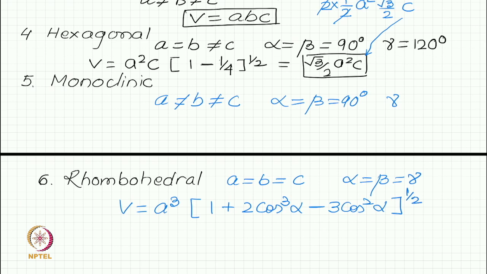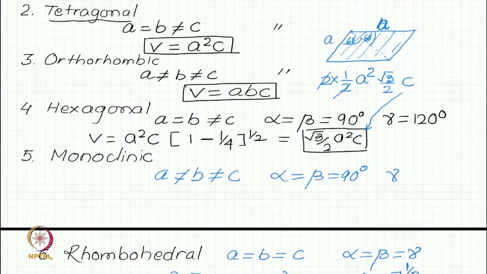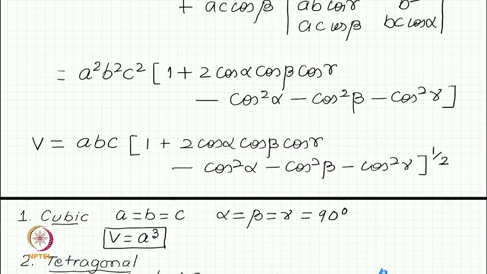So, all the 7 crystal systems we have found the formula for volume, starting with the most general case which will be applicable for triclinic, because triclinic there is no relation. So, what we have found, the general formula itself is for triclinic.